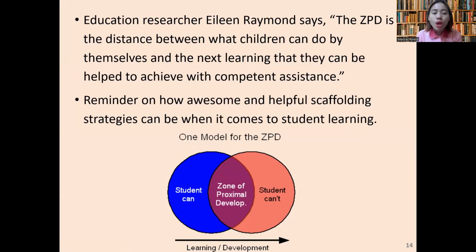So remember how awesome and helpful scaffolding strategies can be when it comes to student learning. You have to really determine what the student can do and what the student cannot.